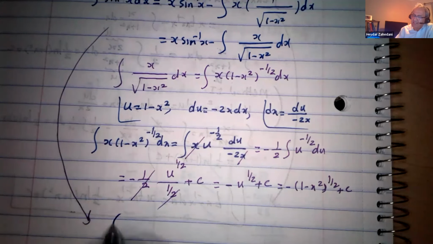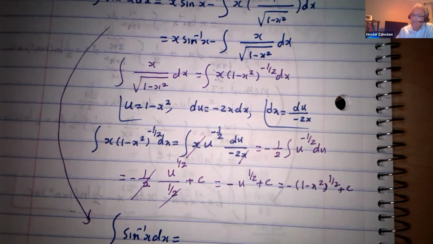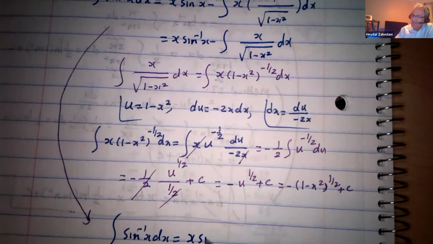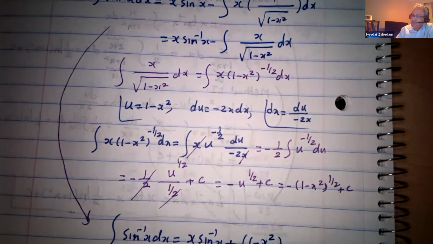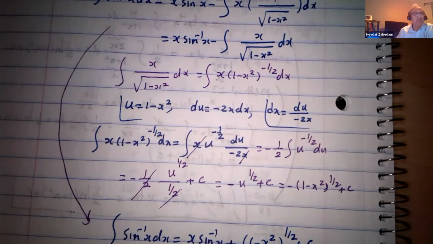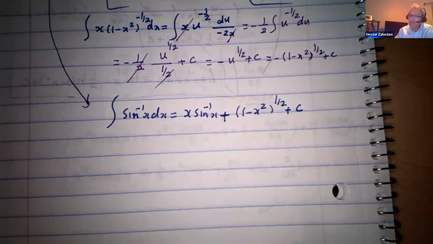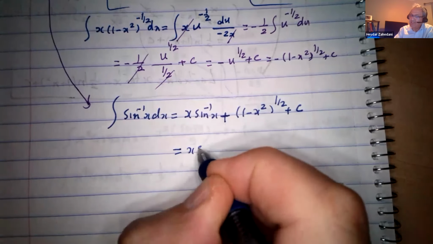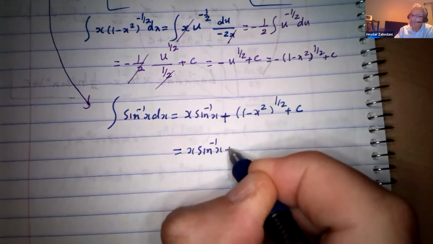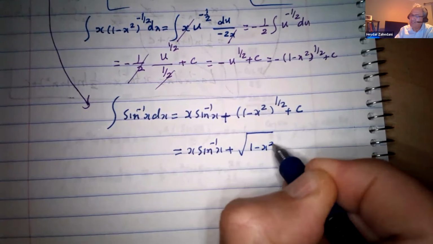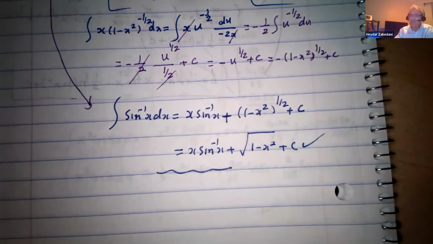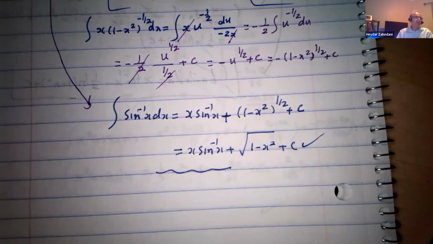The final answer: integral of sine inverse of x dx is equal to, you have the uv, x sine inverse of x minus this integral. Negative would be positive. So that gives you 1 minus x squared to the half plus c. You can write the half as a radical if you like. You don't have to, but it's a very famous result. x sine inverse of x plus the square root of 1 minus x squared plus c. So that gives you the integral of the sine inverse. Okay, they are very, very similar.